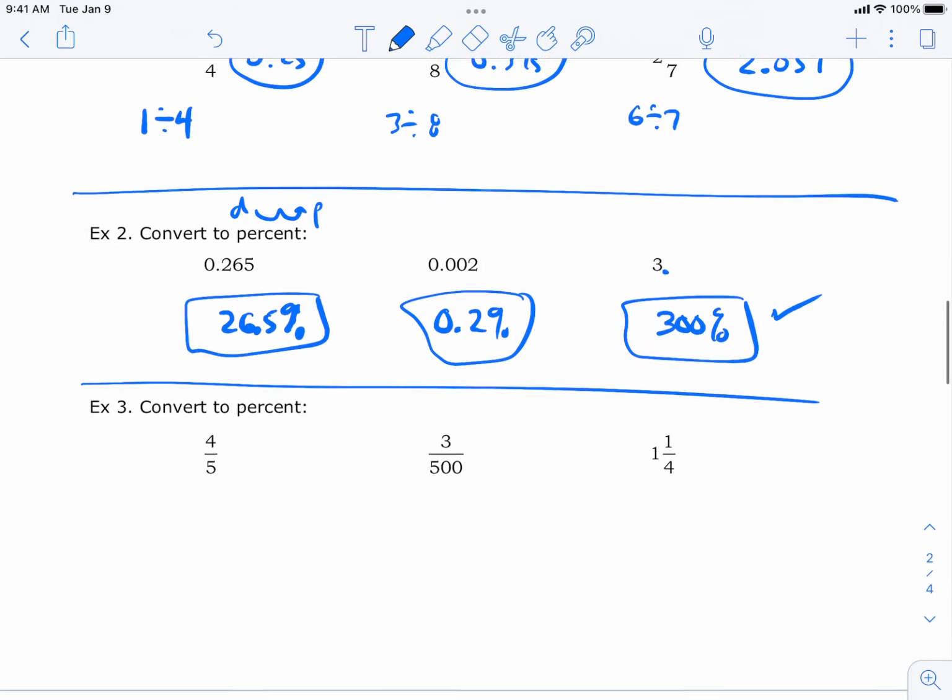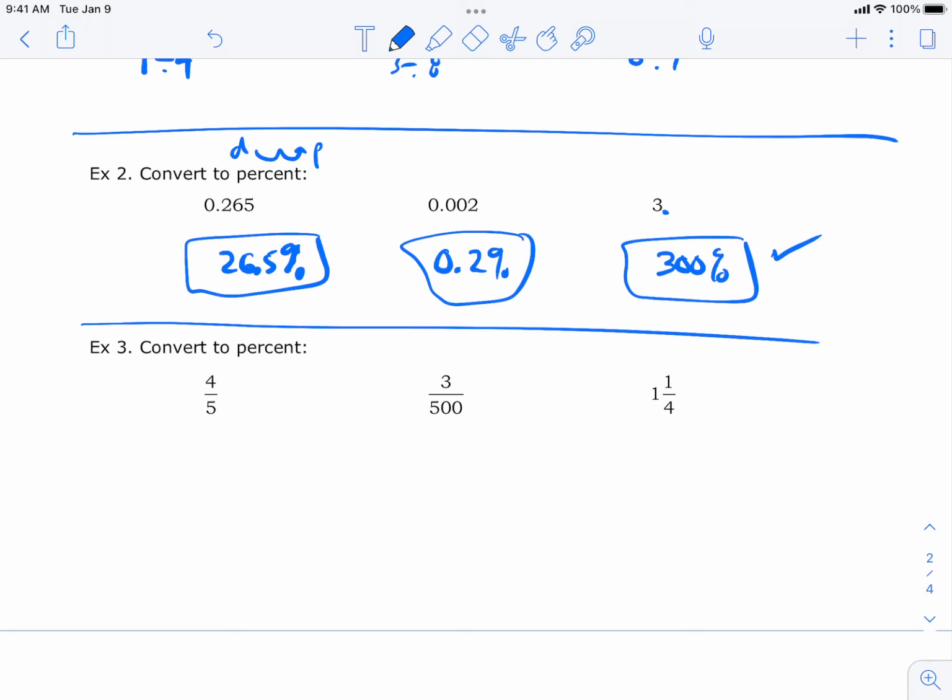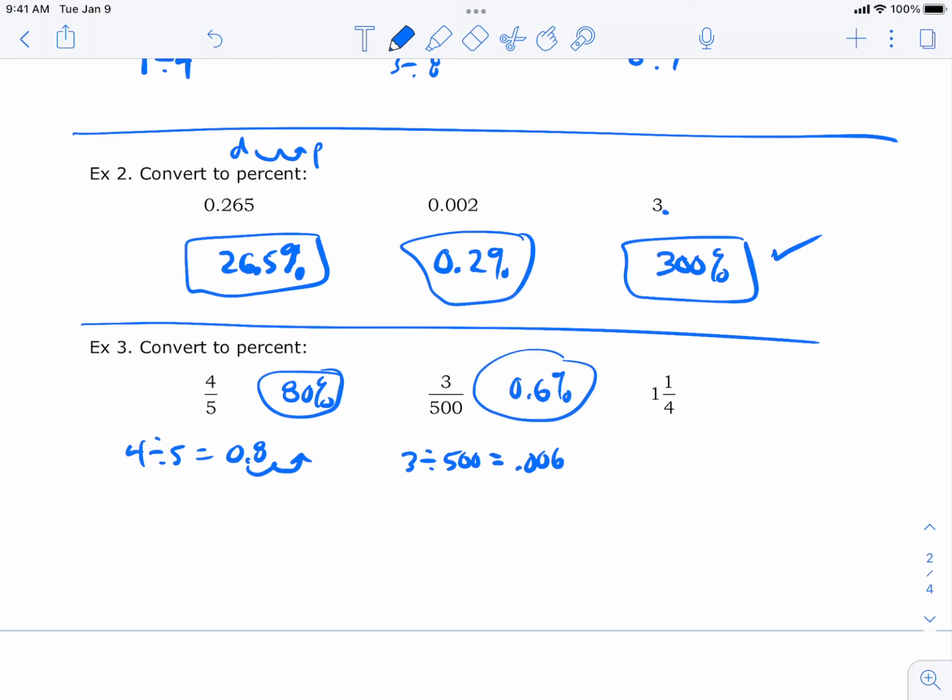How about these? Convert to a percent. Well, if you want to take the shortcut, you can go 4 divided by 5, and then your calculator is going to say 0.8, and then you slide your decimal twice, and you get 80%. Woohoo, that was fun. If you want to do this one real quick with a calculator, you go 3 divided by 500, and your calculator will tell you, let me be really safe, yeah, of course, 0.006. And then you would slide the decimal exactly 2 places, and so it becomes 0.6%, right? Make sure you go exactly 2. No more, no less. Exactly 2 spots.